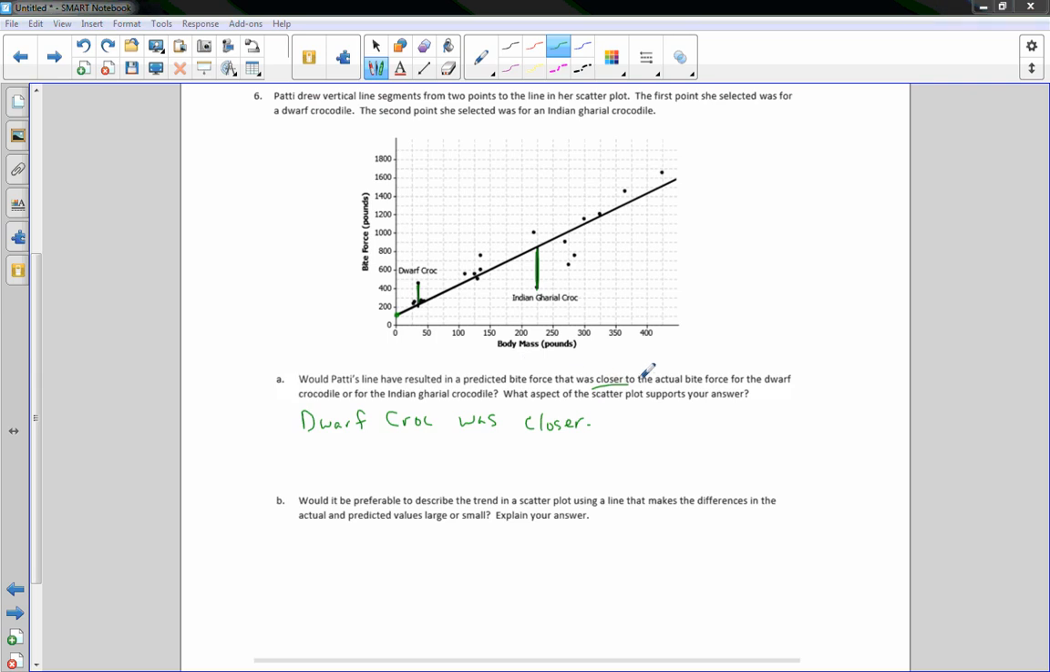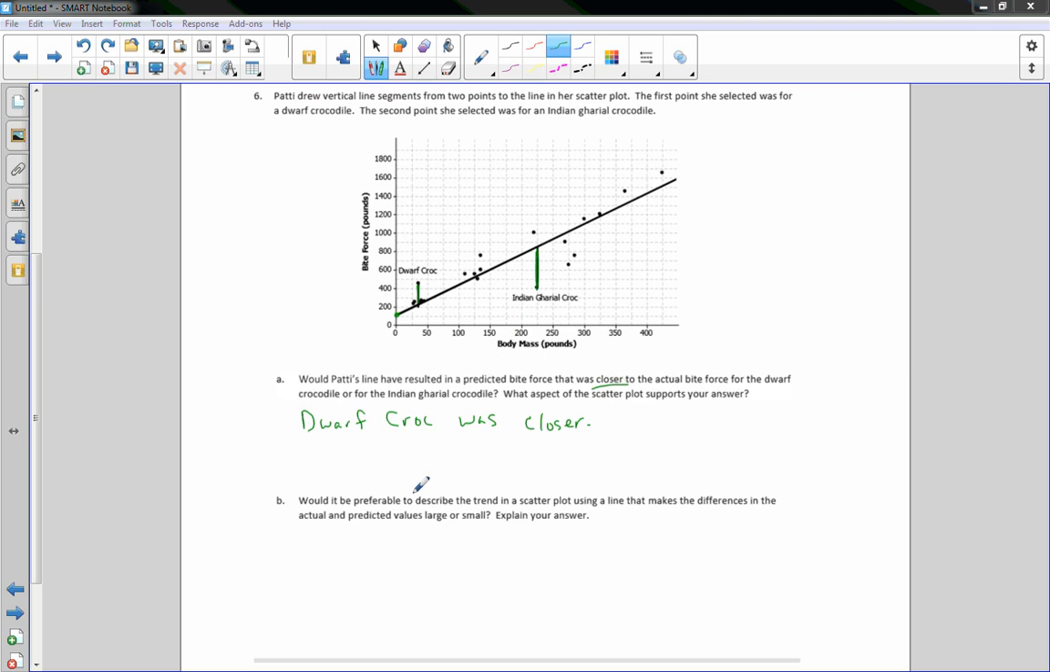So it says, what aspect of the scatter plot supports your answer? Well, the distance from your actual line of best fit. So the closer your point is to the line of best fit, the closer that value is, the better the estimate. Closer to the actual bite force. The further you are from the actual, the worse.